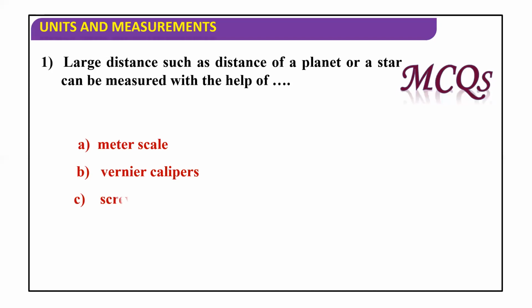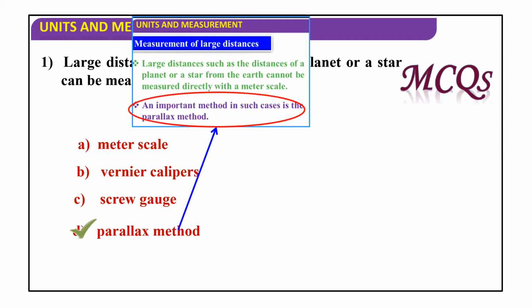The larger distance of a planet or star is measured with the help of what? Who will answer this question? It's very easy. Parallax method. Parallax method, right? So that is the answer for this one.